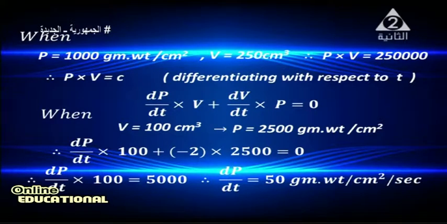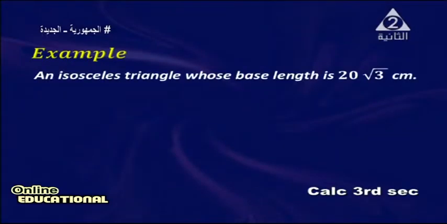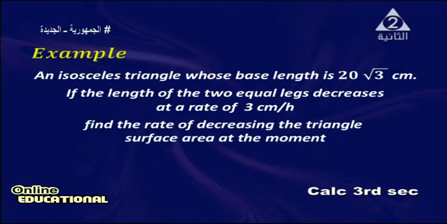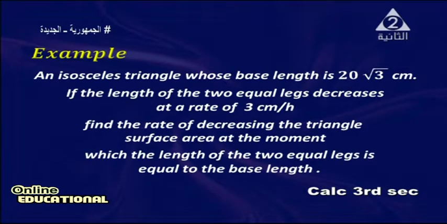Another example. An isosceles triangle whose base length is 20 root 3 centimeters. If the length of the two equal legs decreases at a rate of 3 centimeters per hour, find the rate of decrease of the triangle's surface area at the moment when the length of the two equal legs is equal to the base length.